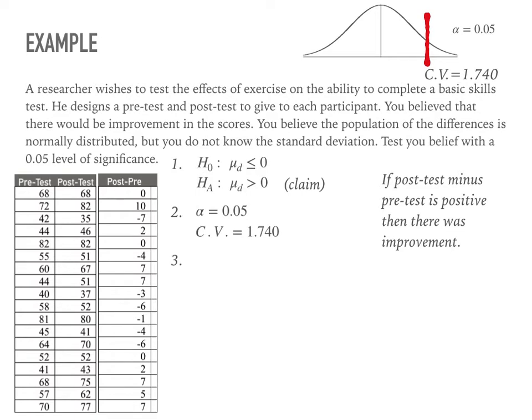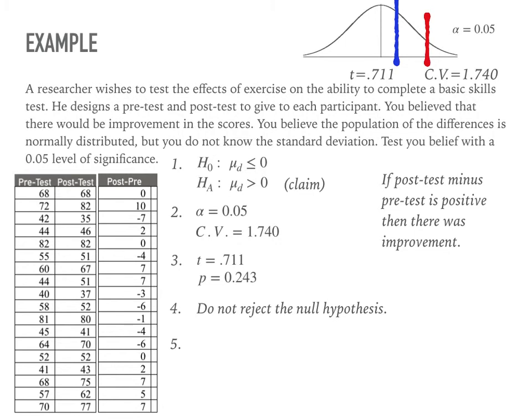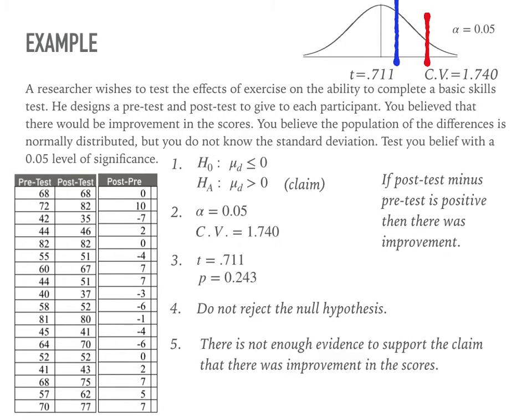So now let's find our test value. We can type this list of data values into our calculator and then perform a t-test. We would find a t-value of 0.711 and a p-value of 0.243. We would then say that we do not reject the null hypothesis, and there is not enough evidence to support the claim that there was improvement in the scores.